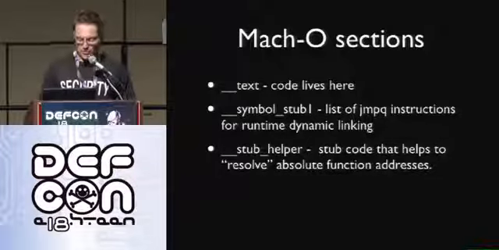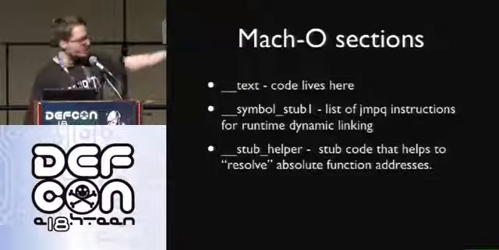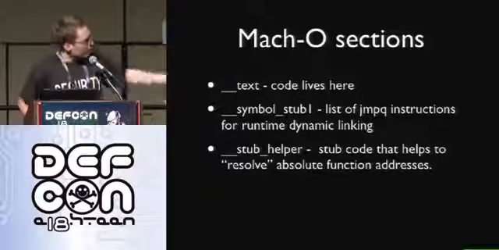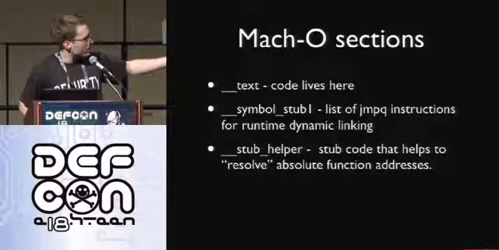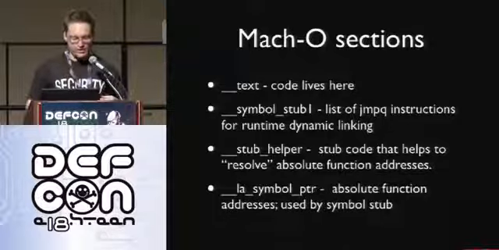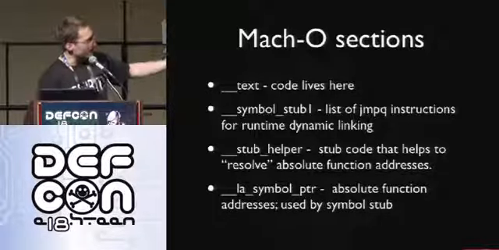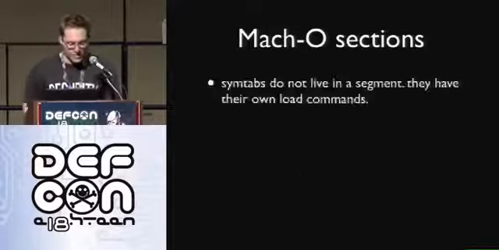So don't worry. There's going to be a really pretty picture that'll be hard to see, but if you're looking at the slides online, it'll make a lot more sense. So there's also the stub helper, stub code that helps to resolve absolute function addresses, and the symbol pointer section, which just holds table entries that are referenced by the stub helpers above.